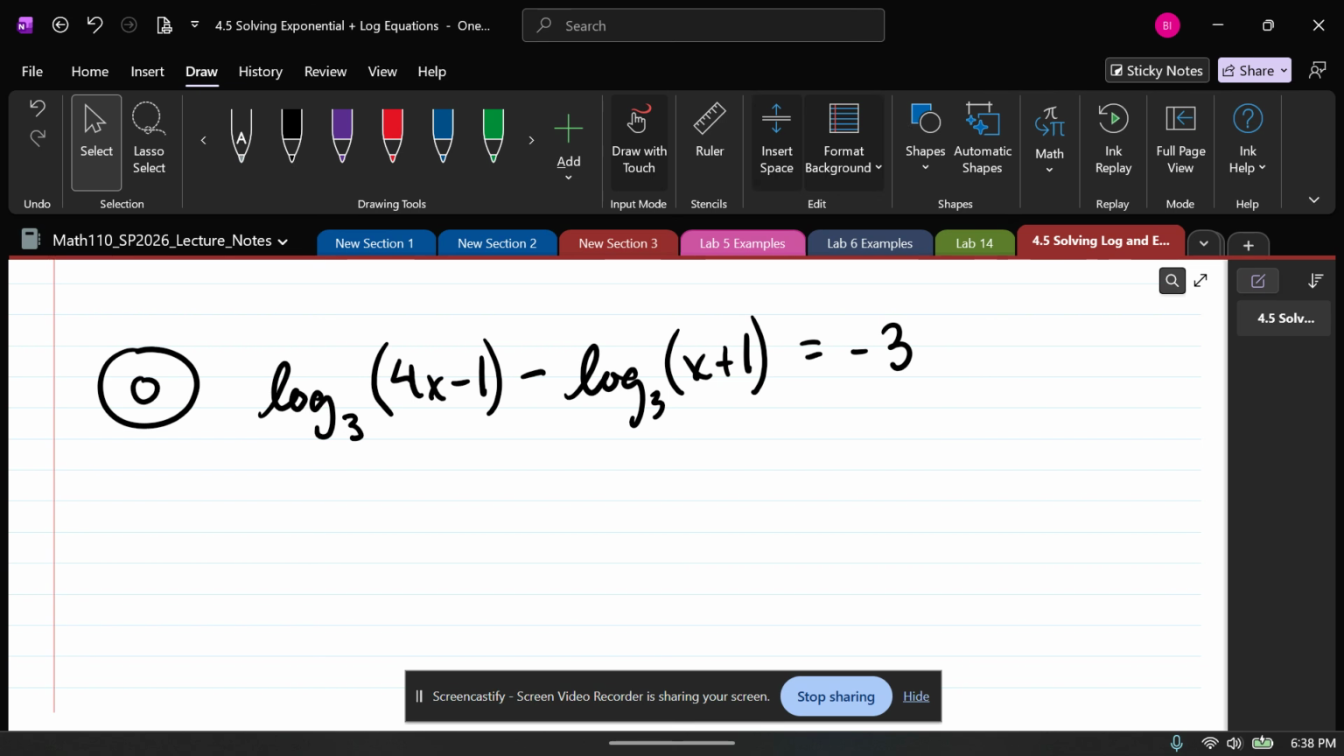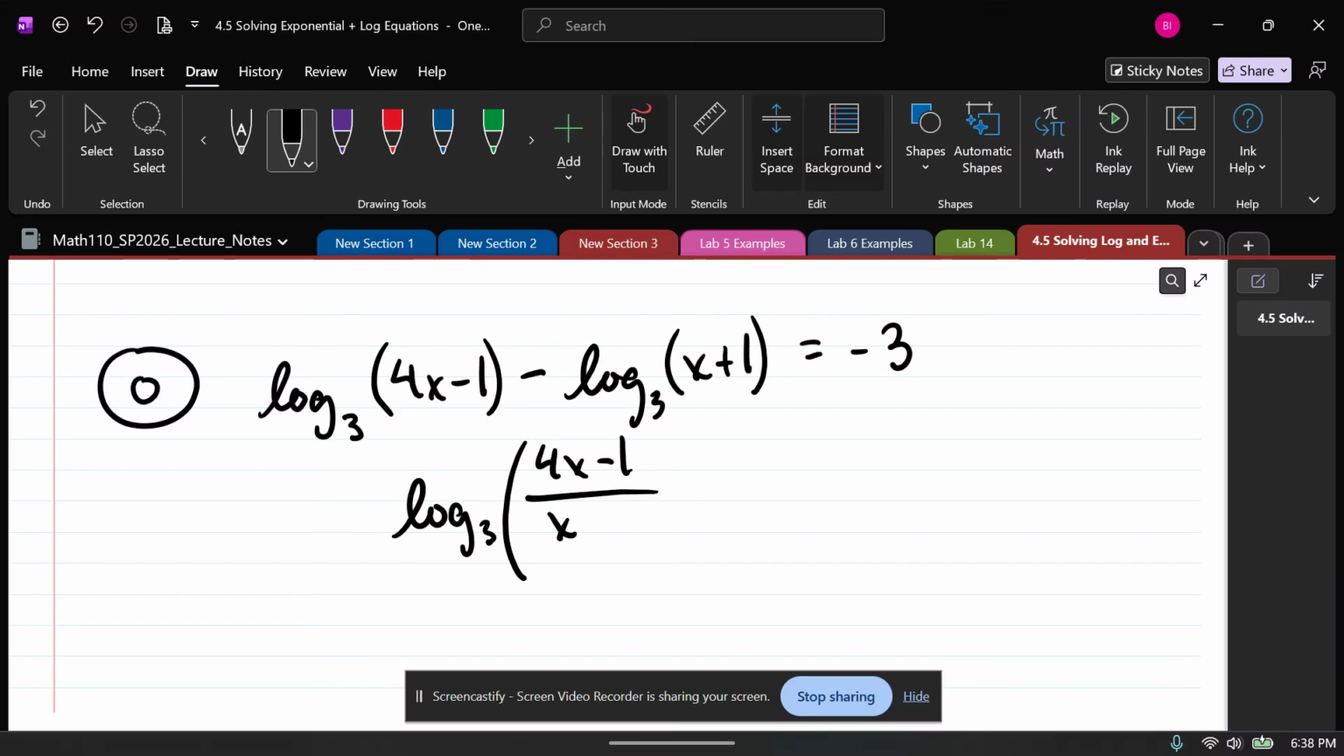Division. Subtraction becomes division. That's the log property that we learned last week. So this is going to be rewritten as log base 3 of (4x minus 1) over (x plus 1). It's going to still be equal to -3. So we have condensed that by the quotient rule of logarithms. Subtraction turns into division. Addition turned into multiplication earlier. Here, subtraction turns into division.